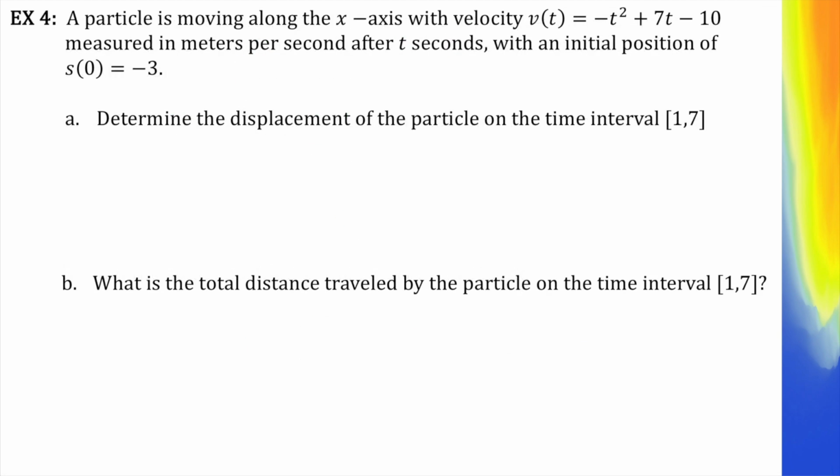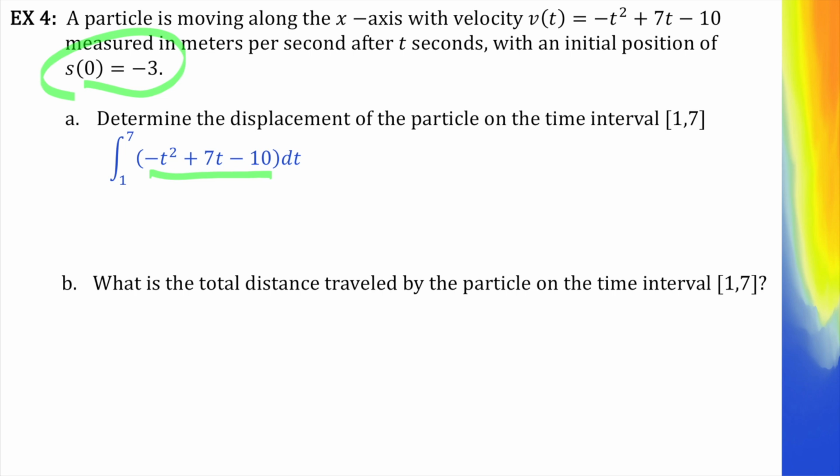Example 4. A particle is moving along the x-axis with a velocity of negative t squared plus 7t minus 10, measured in meters per second after t seconds, with an initial position of s of 0 equals negative 3. I always like to highlight my initial positions so that I don't forget about them. Part A says determine the displacement of the particle on the time interval from 1 to 7. The displacement. Okay, that's just going to be the definite integral from 1 to 7 of our velocity.